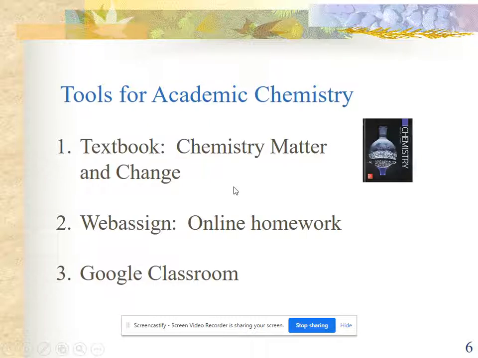Tools for academic chemistry. The first one is our textbook. It's called Chemistry, Matter, and Change, and the students have online access to this book. To go along with that textbook is our homework, which is called WebAssign, and there are problems that are assigned that correlate to each chapter. Our classroom management platform is Google Classroom. All the class notes, the assignments, quizzes, etc., will be on Google Classroom. So your students should be very familiar with looking at Google Classroom on a daily basis.